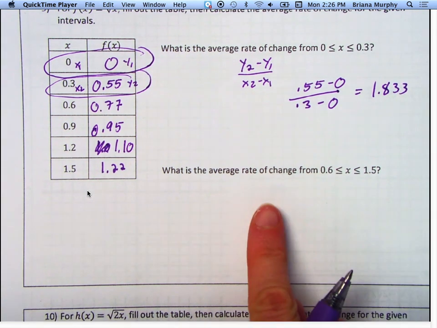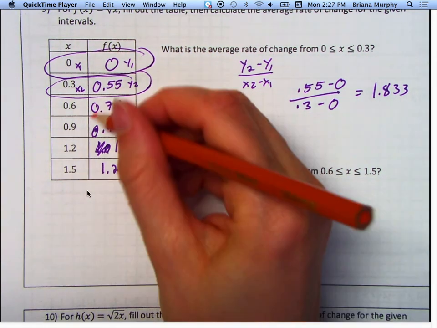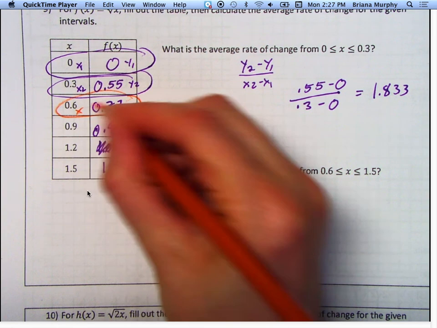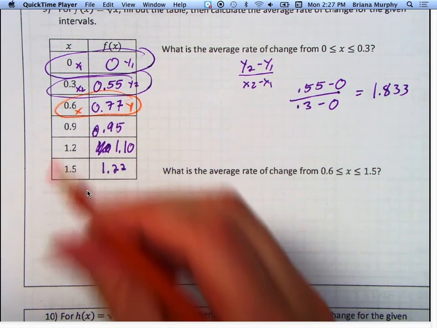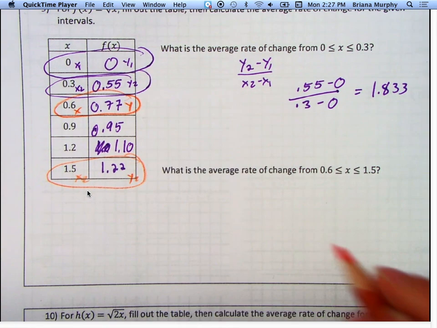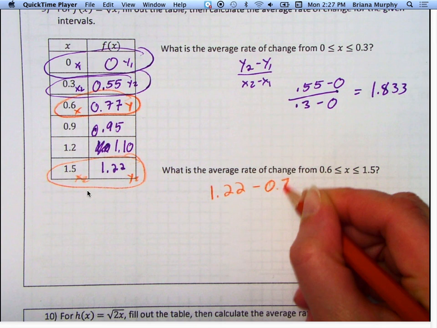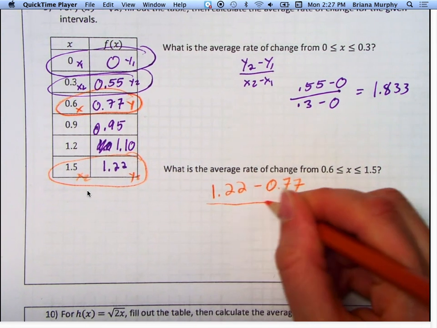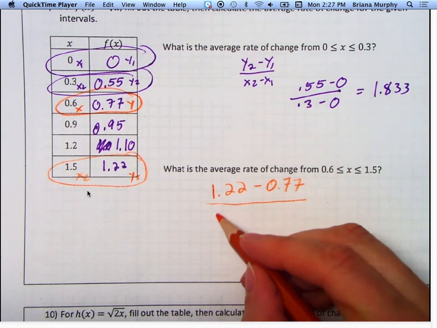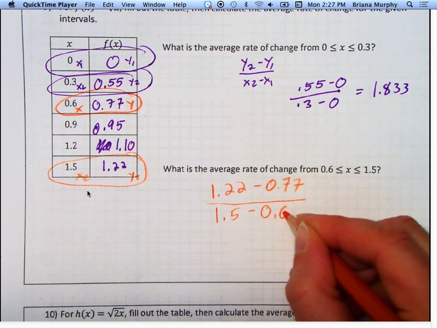Okay, we're going to do the same thing for here, except now I've got 0.6 is my x1, y1, and 1.5 is my x2, y2. So that's 1.22 minus 0.77. Am I going too fast? Are you guys okay? And then 1.5 minus. Yeah.